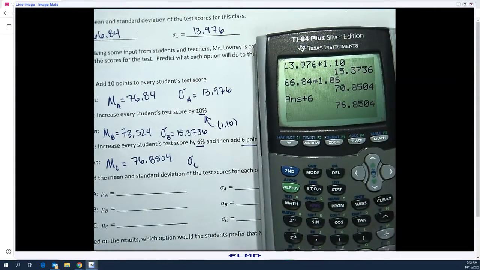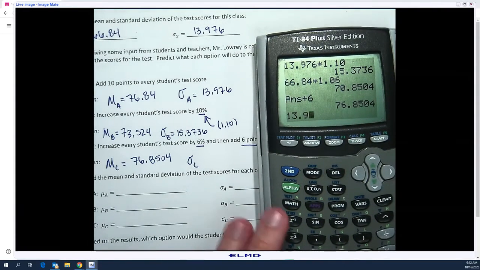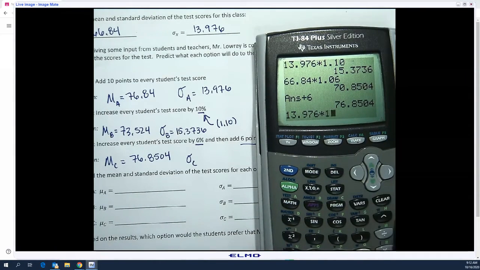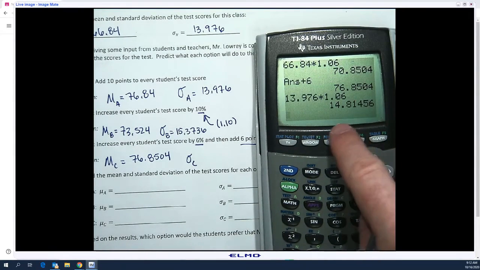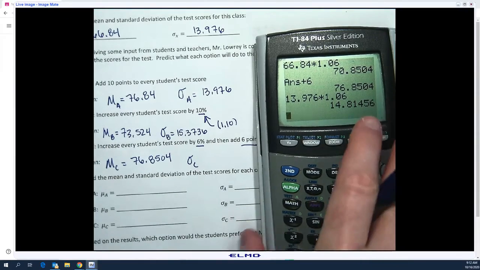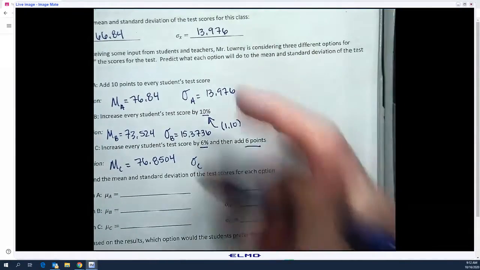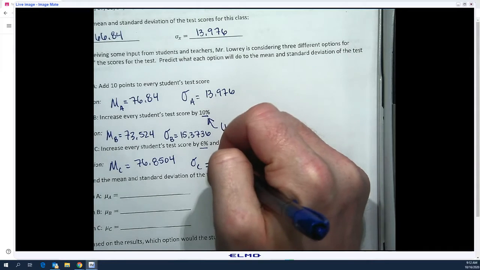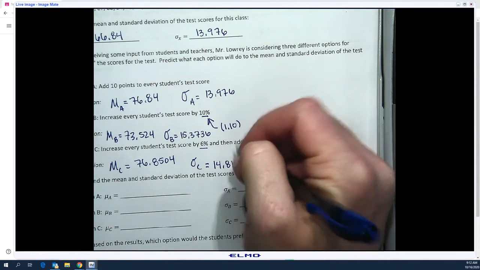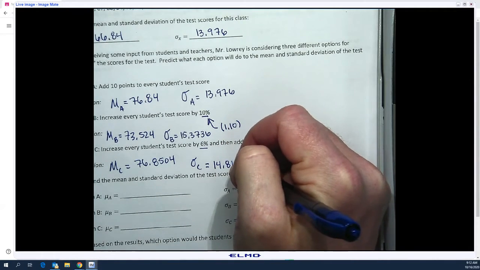So we're going to do 13.976 times 1.06. And that's our new standard deviation. That's the new spread of the data. So 14.815.